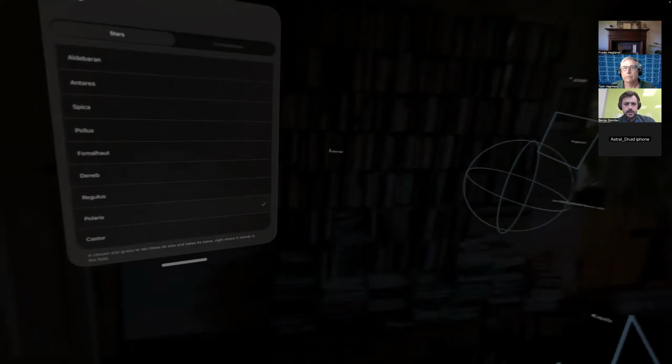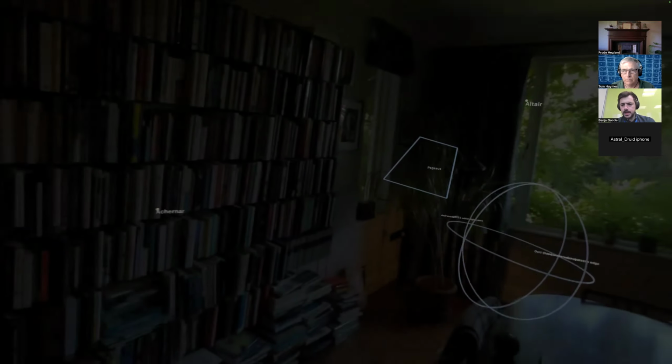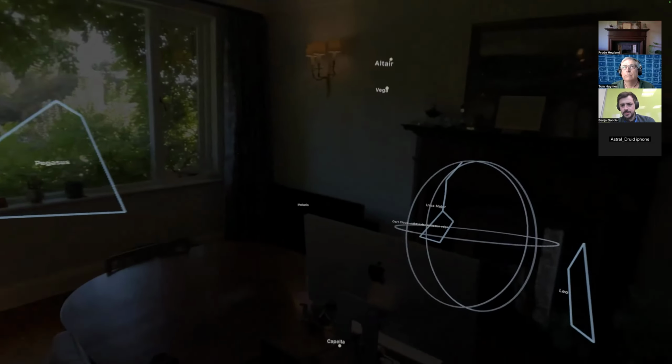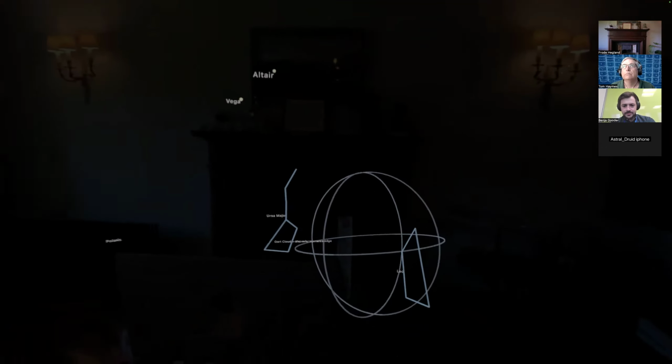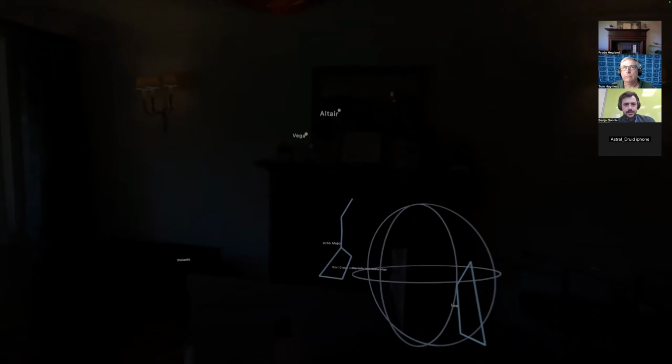We're like perspective locked on the Earth, right? So the Big Dipper never looks how it does unless you're right over there. Exactly.